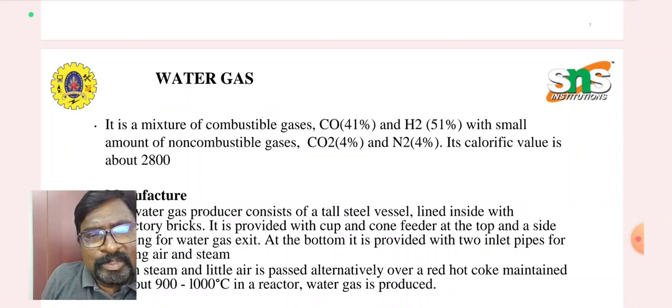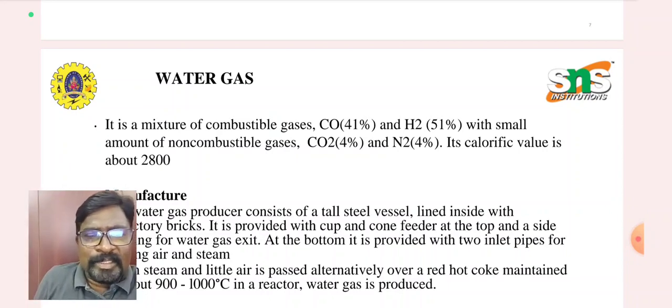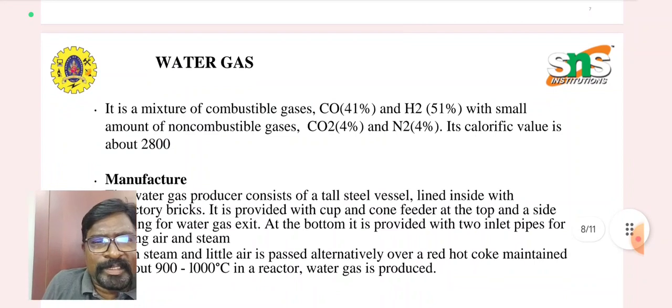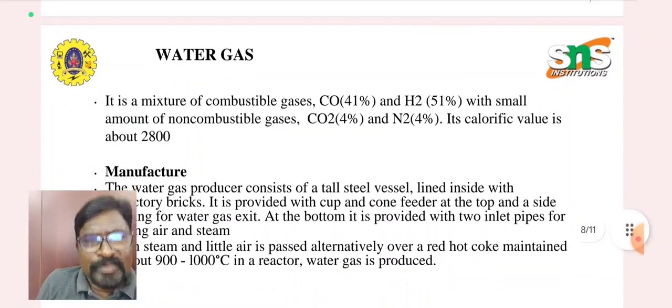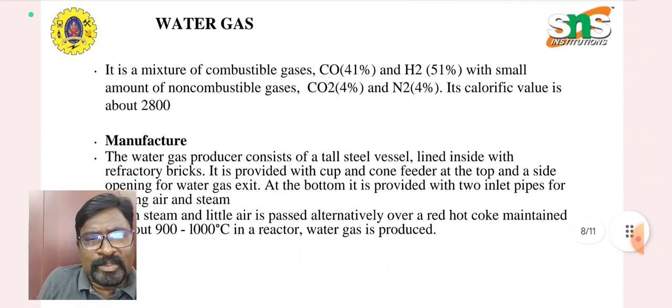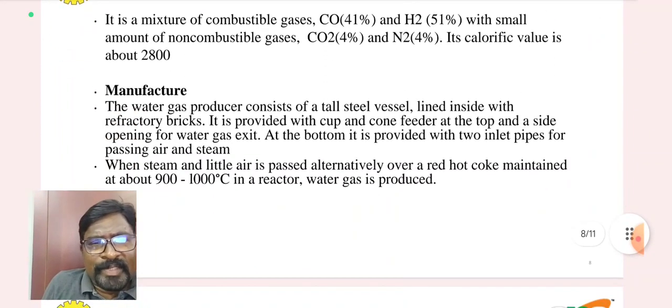Here it is similar to producer gas. The only thing is that there the inlet is air and steam in the same line, while in the production of water gas, the inlet of air is on the left side, similarly the inlet of steam is on the right side, and the air as well as the steam will be allowed in an alternate fashion. Water gas is a mixture of combustible gases like carbon monoxide and hydrogen, with a small amount of non-combustible gases like carbon dioxide and nitrogen. Its calorific value is around 2800. And the manufacturing steps are given.